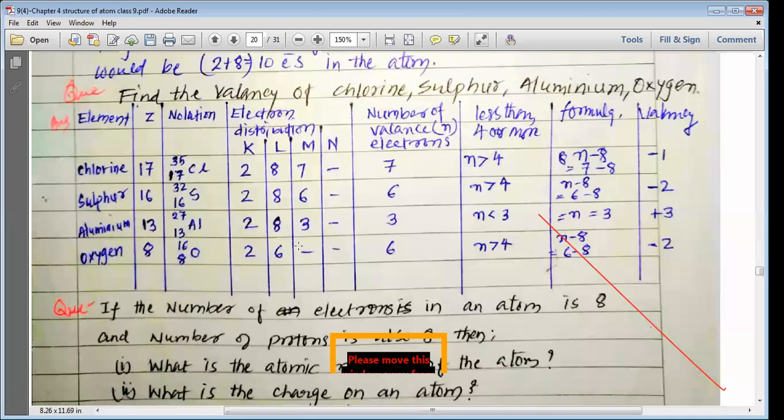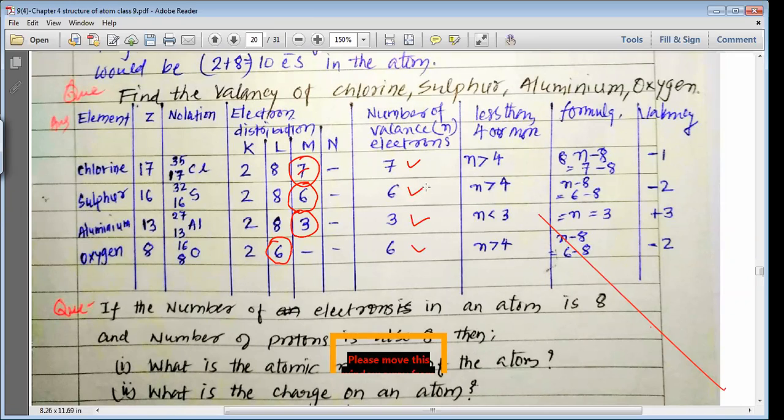Now here you can see that we want to find out first the number of valence electrons. To find the number of valence electrons, we will have to find out the outermost shell or valence shell. Valence shell is the outermost shell of the electrons. So for oxygen, the outermost shell is L. For aluminium, the outermost shell is M and it has 3 electrons. For sulfur, the outermost shell is M and it has 6 electrons. For chlorine, the outermost shell is M and it has 7 electrons. So we can write the valence electrons 7, 6, 3 and 6.